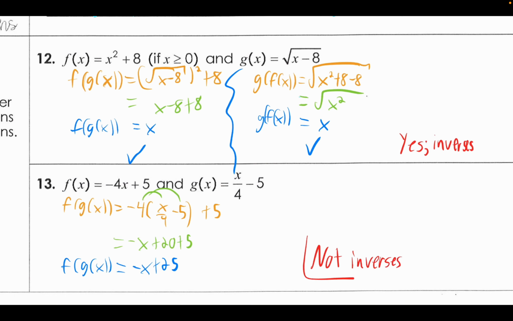I didn't even need to bother checking the other direction, g of f of x, and whether or not it had worked doesn't matter. If g of f of x worked, cool. If it doesn't work, cool. Either way, these are not inverses. Oh, I didn't box my answer on number 12. But anyway, the reason these aren't inverses on number 13 is because it doesn't work both directions. So as soon as you realize it won't work one direction, that is enough.